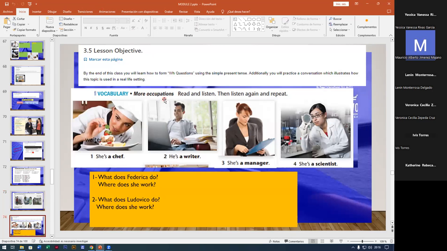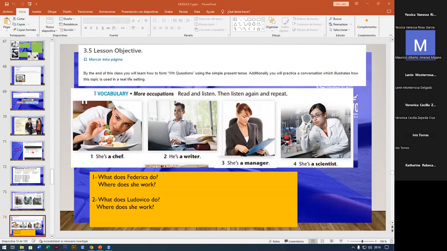Okay, let's move to the next part. In these ones we formulate the WH questions, and we continue using the simple present tense. We have some more vocabulary here. For example, in number one, she's a chef. He is a writer. She's a manager. She's a scientist. So let's see here. Let's answer these questions. What does Federica do? That's number one. Let's suppose that number one is Federica. That's her name.